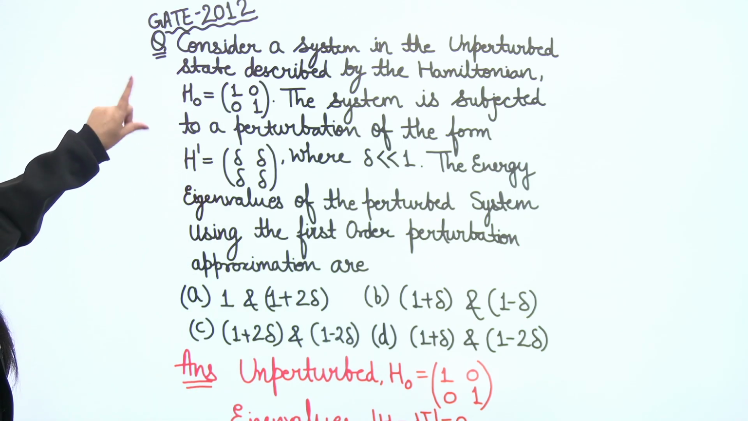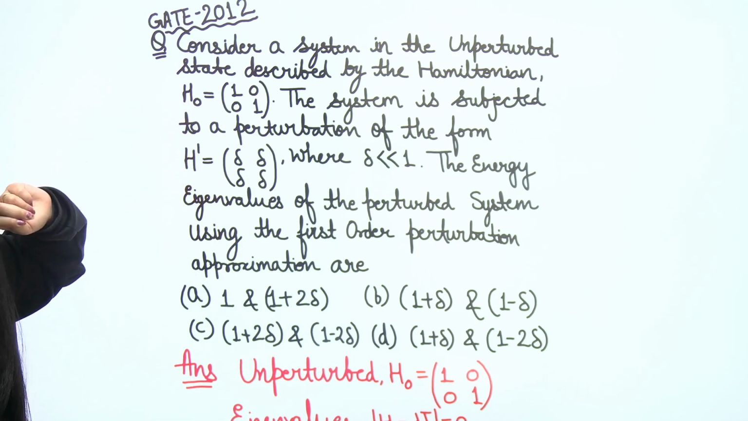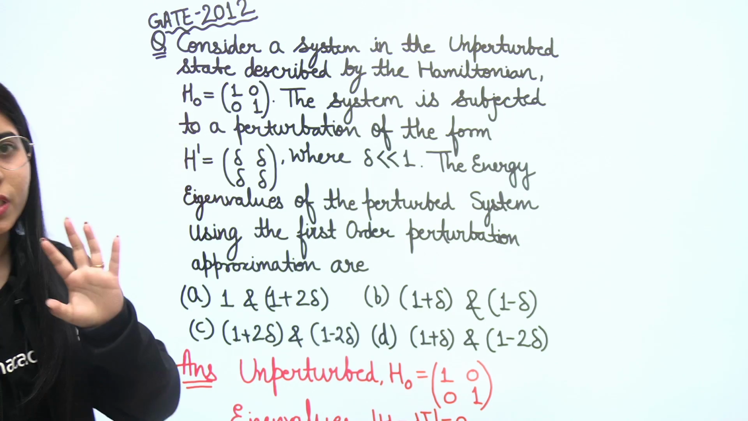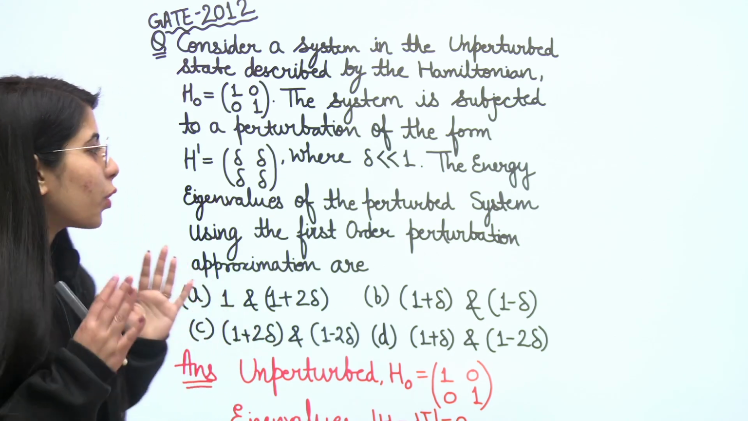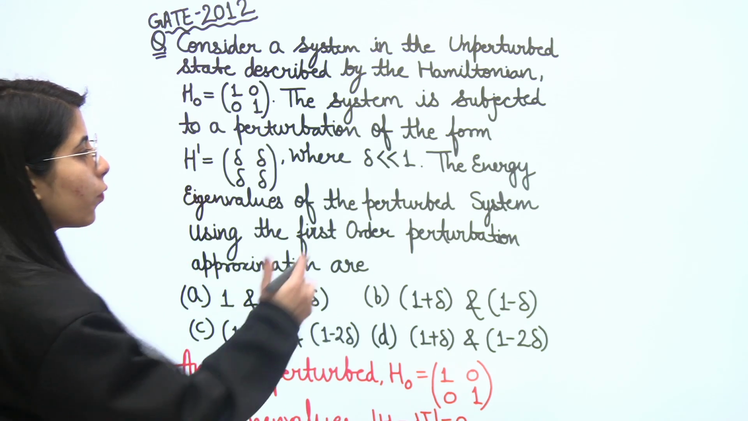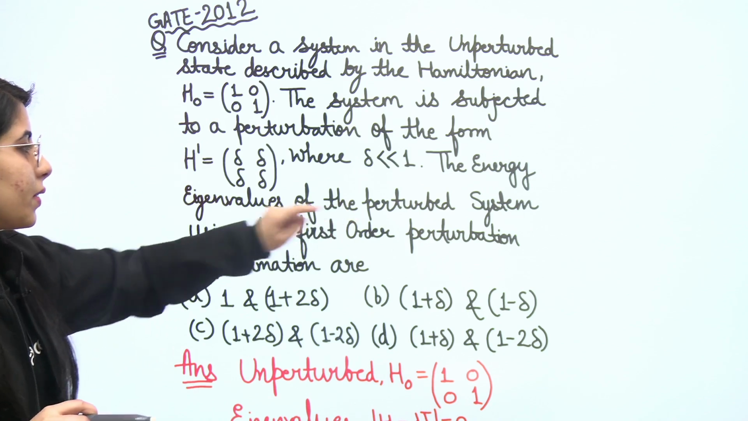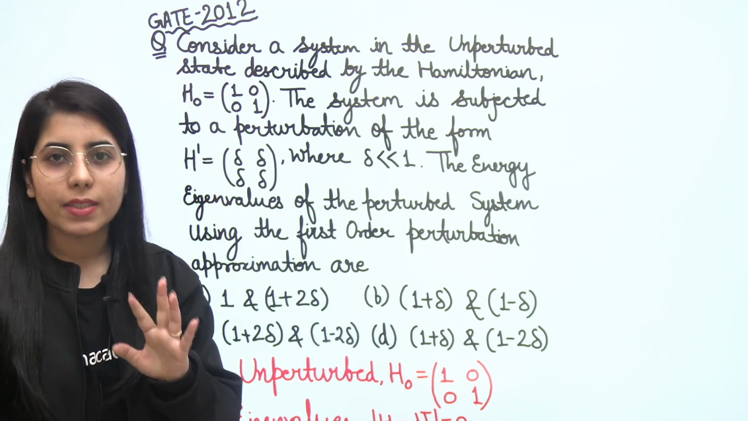So basically guys, two different matrices have been given. One is the unperturbed Hamiltonian, another one is the perturbed one. Clear? And what you need to find? You need to find the energy eigenvalues of the perturbed system. Clear? Of the perturbed system.